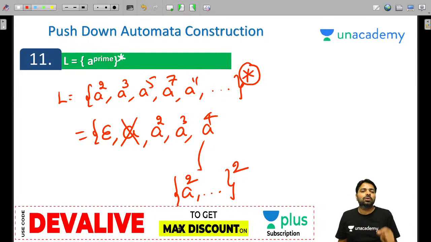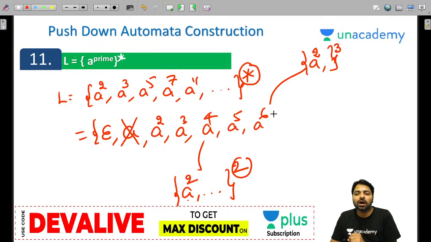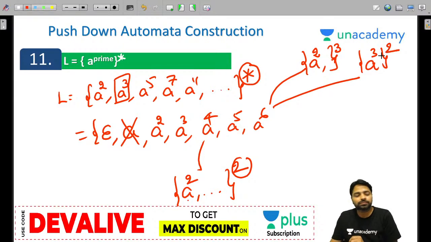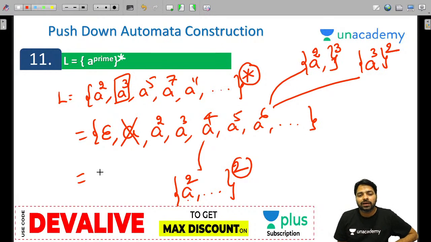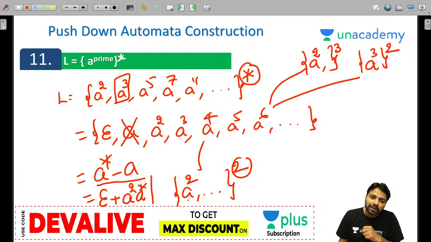Look at that, star is anything, and A power 2 I take twice. How do you get A power 5? Already there. A power 6, there are two ways. A power 2, I can take three times, or I can take A power 3, because 3 is also there, two times. And after that everything comes, guys. Now here, you can say that except a single A, everything is there. You can write an expression. How? Epsilon plus A square, then after that A star. Look at that, I am showing you the regular expression.